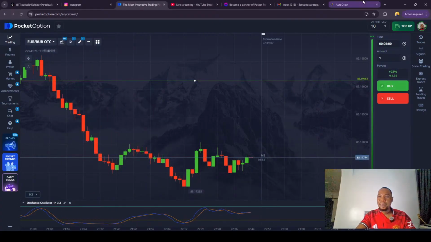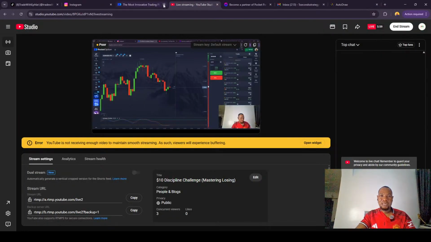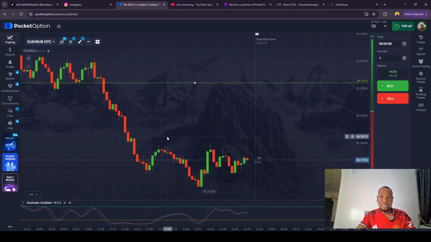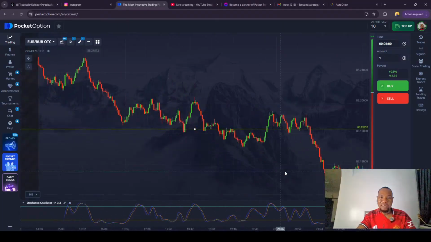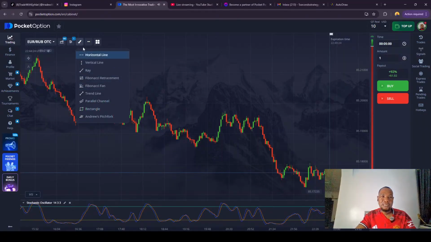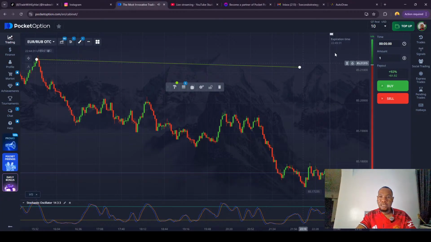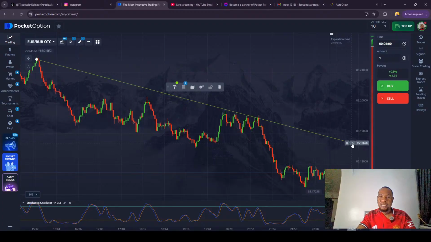However, take note of major trend and minor trend. The major trend is the overall trend of the market when you zoom out like this. If you zoom out, you can see that price is coming down. I'm going to draw a trend line. So this will be my trend line for the major trend.